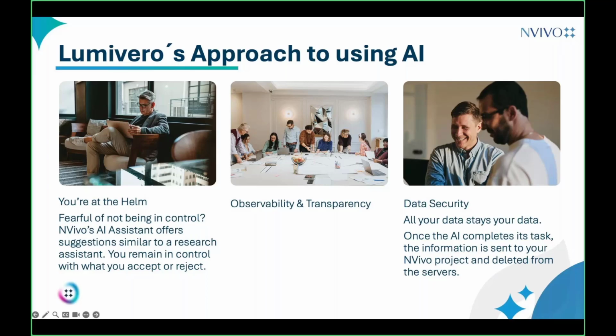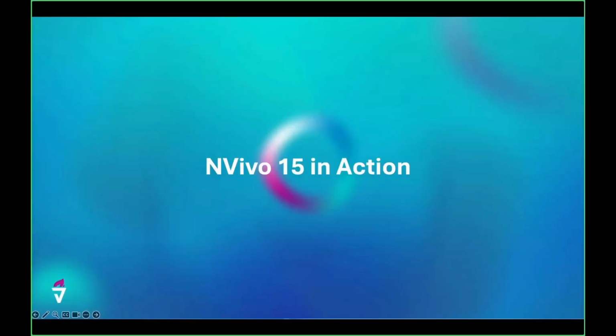Also, your data is secure, so when you access the NVivo AI assistant tools, this data is not used to train the AI model. It's just sent to the AI, and once the AI completes its task, the information is sent to your NVivo project and deleted from the service. So none of your empirical data, which might be sensitive data, etc., is going into the actual model to train it. So I think this is important to mention. That being said, let's see NVivo 15 in action.